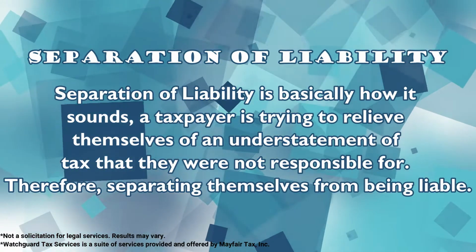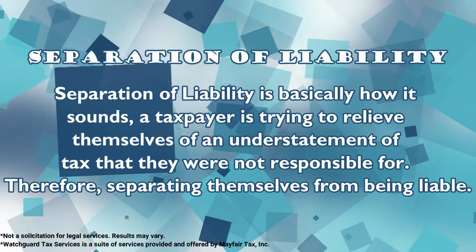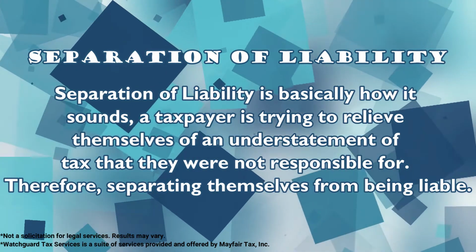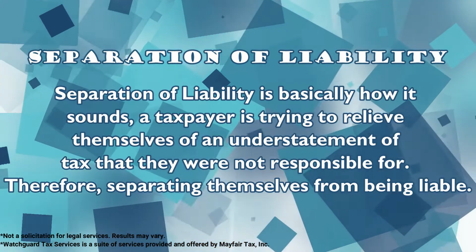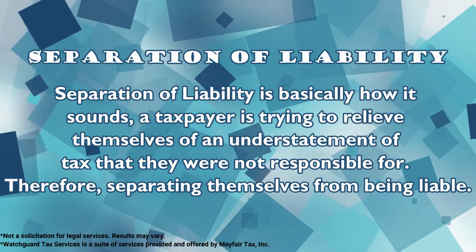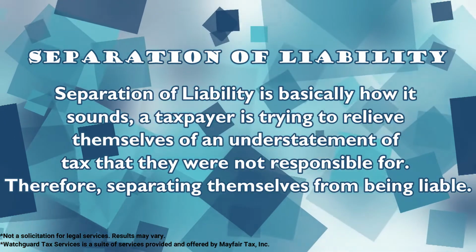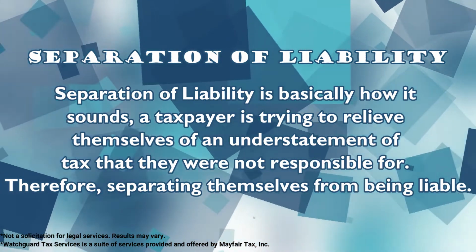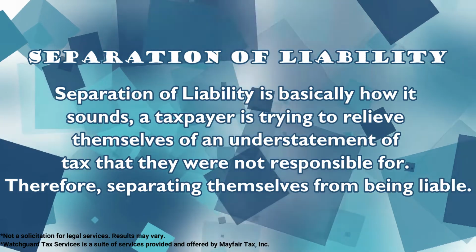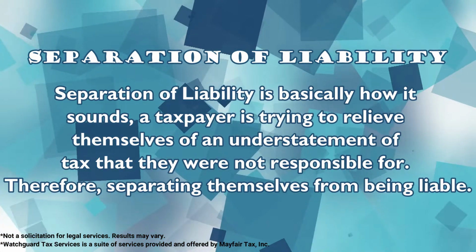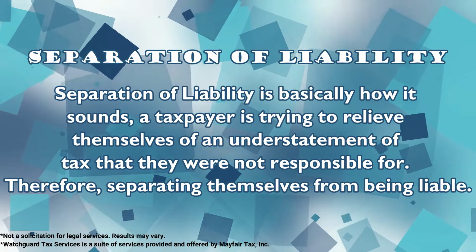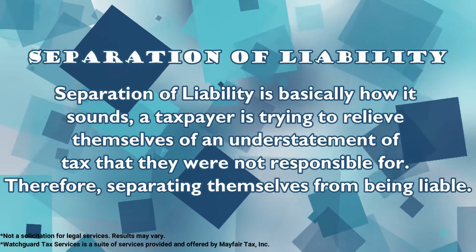Next up is separation of liability. So, what is separation of liability exactly? Well, separation of liability is basically how it sounds. A taxpayer is trying to relieve themselves of an understatement of tax that they were not responsible for, therefore separating themselves from being liable. The taxpayer must meet standards to qualify for separation of liability and have filed a joint return with their spouse. They must also meet one of the following.